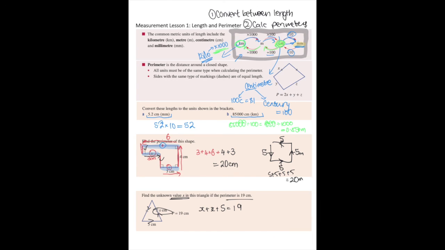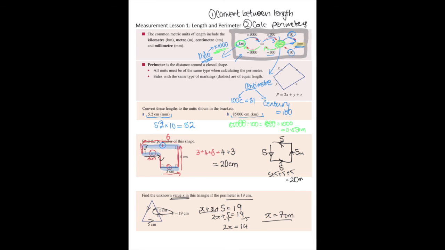Let's do some algebra. Combine these like terms to get 2x plus 5 equals 19. So 2 times something plus 5 equals 19. Well, if we've got a plus 5, we can minus 5 from both sides. 2x equals 14. 2 times something equals 14. Can you think of a number? That's right. x is going to equal 7. In this case, centimeters. Don't forget your units.